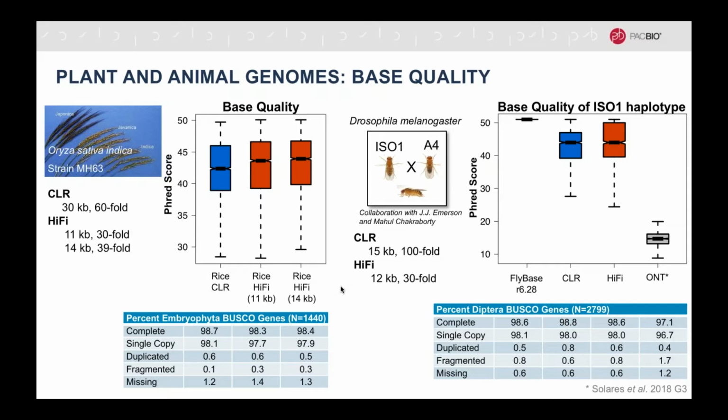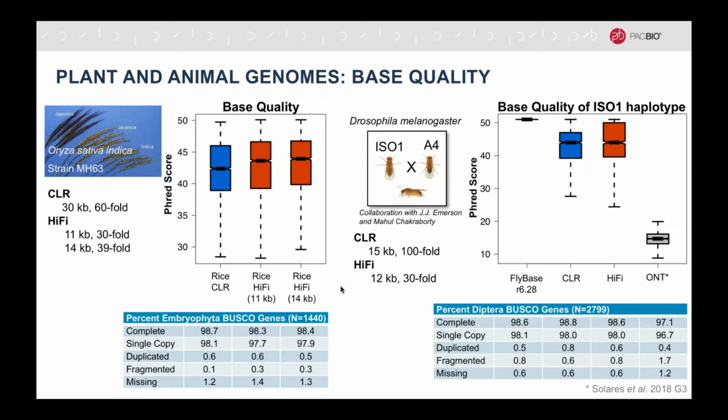We sequenced a female offspring from a cross between two well-characterized Drosophila melanogaster strains, ISO1, which is the reference strain, and A4. Again, we performed assemblies with both CLR and HiFi data. This sample, the results I'm showing here, was from a trio bin sample, and we assessed base quality of the ISO1 haplotype by aligning to the latest FlyBase reference sequence.